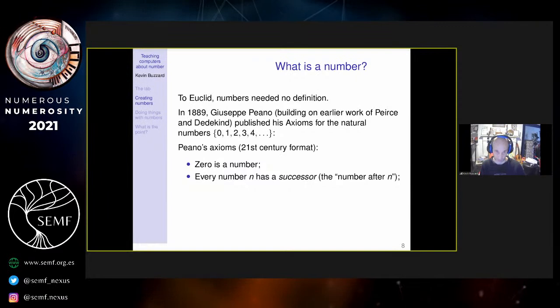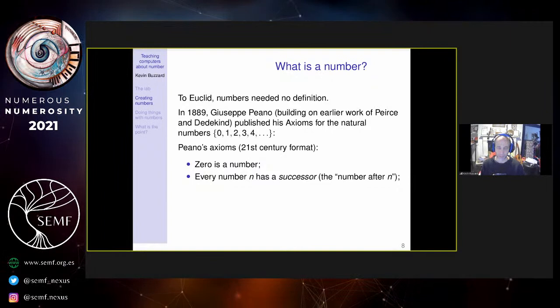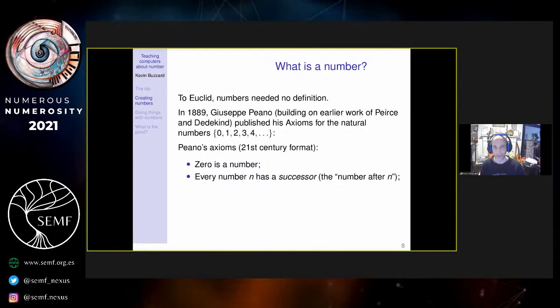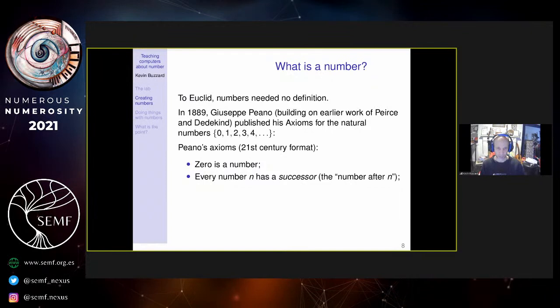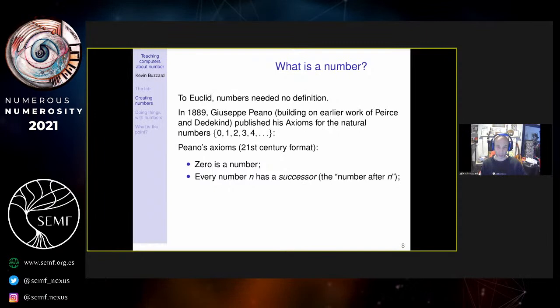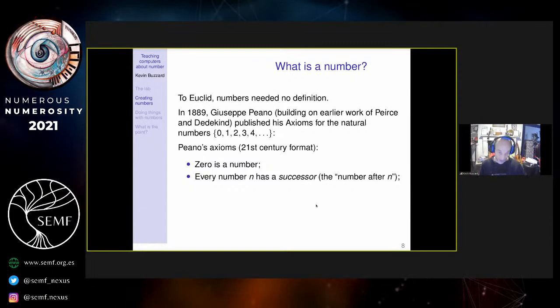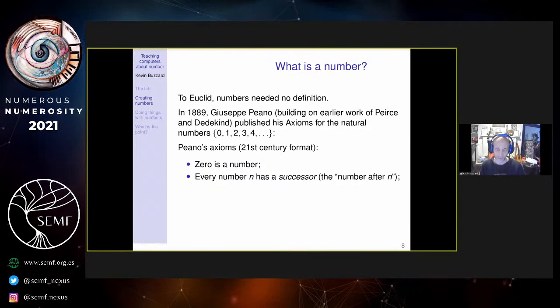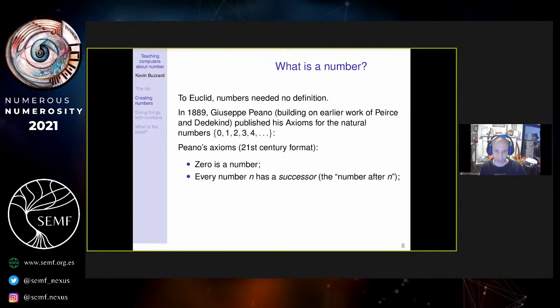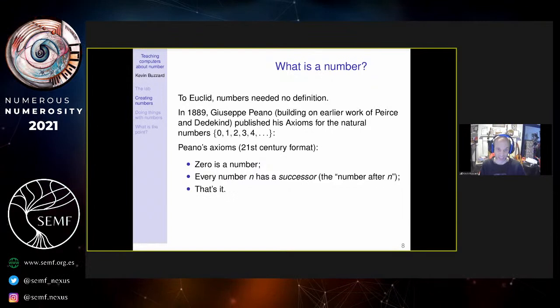You see this very clever second axiom. At the beginning we had no numbers, and then after the first axiom we had one number. But given this rule that every number has a successor, for every number there's a number after it, now all of a sudden we have infinitely many numbers in just two axioms. In fact, Peano originally had about 10 axioms, but nowadays we've cut them down to this beautiful 21st century format. Zero is a number. Every number has a successor, the number one greater than it. And then Peano's third axiom is that's it, which means there are no more ways to make numbers.